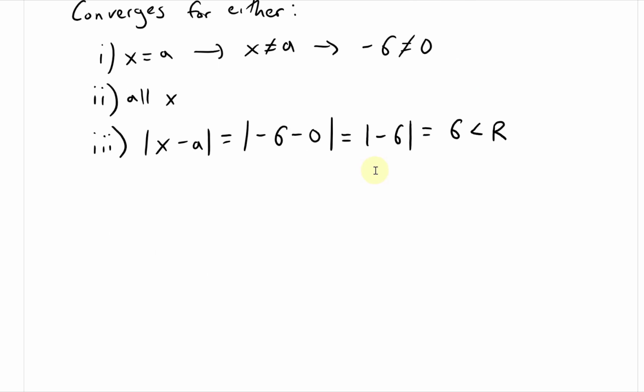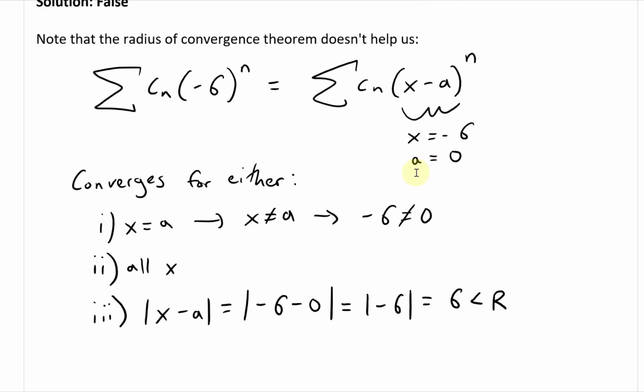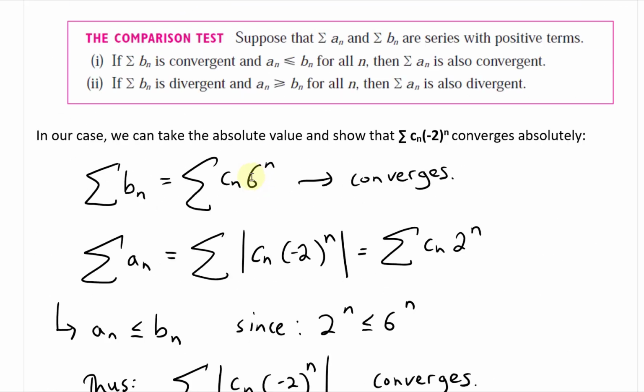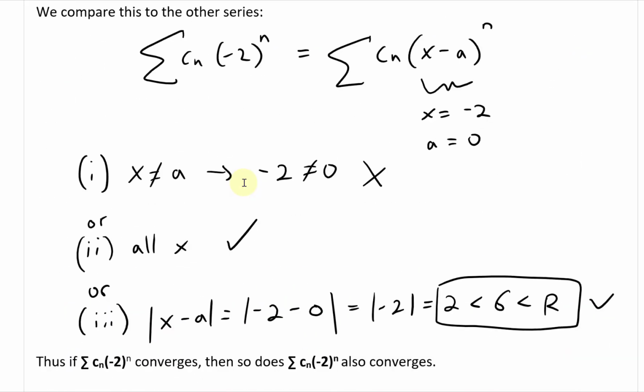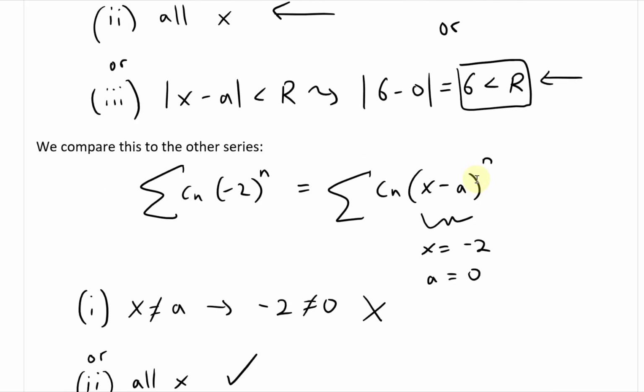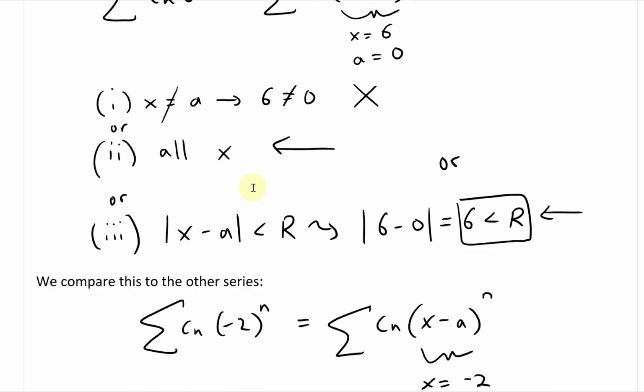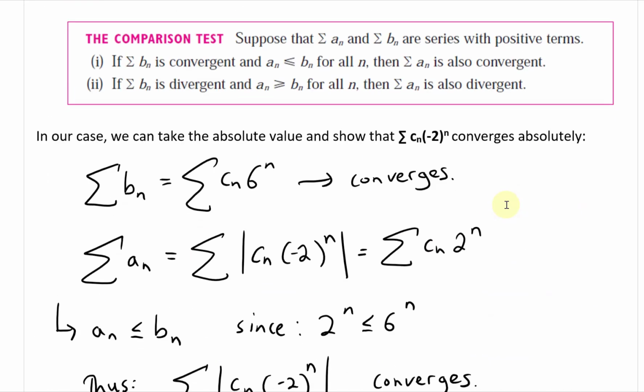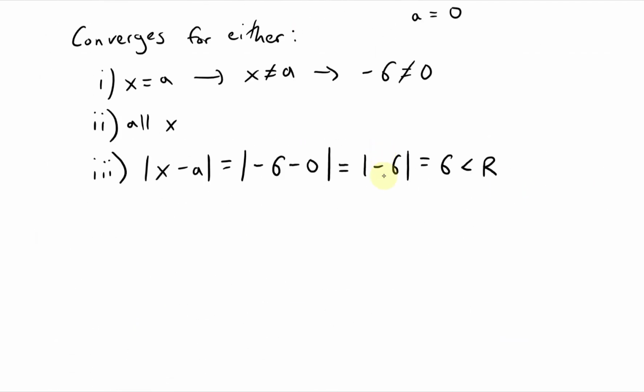Like that. And now this scenario right here is the same as for the other case, for the 6 to the power of n, if I scroll up here. So this is the same thing. It's either convergent for all x, or for this scenario where this right here is less than r, but we don't know what this value of r is.